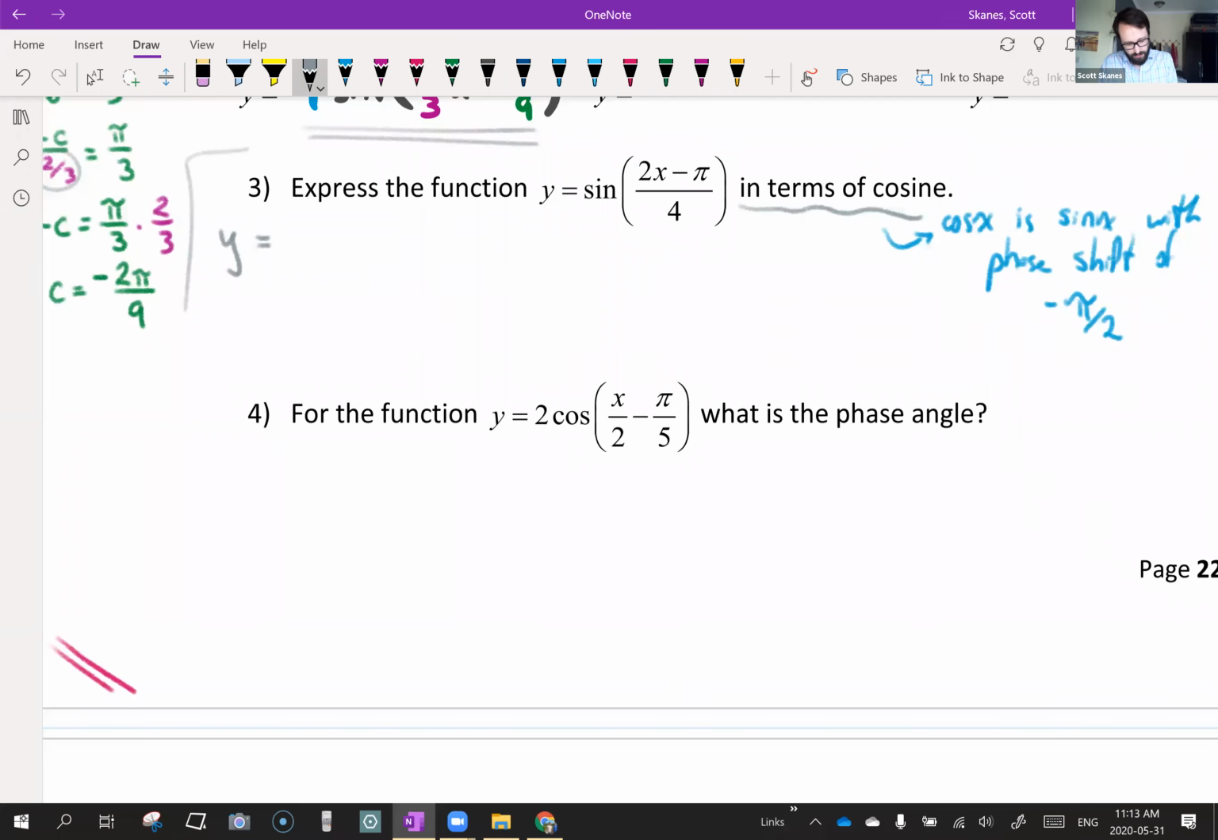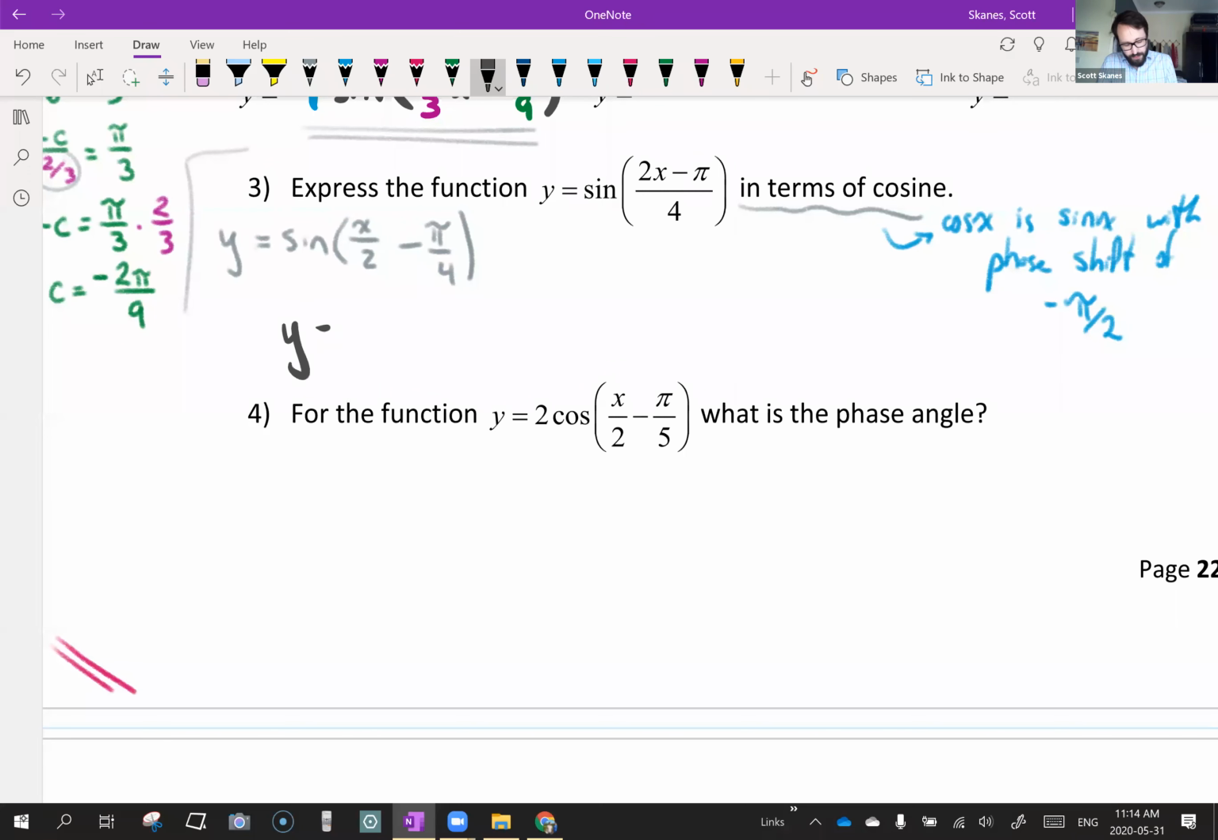So what I mean is keep everything the same. Take 2x divided by 4. That's x over 2. 2x over 4 would simplify to 1 over 2. So x over 2. Pi over 4 stays pi over 4. And the reason I do that is now I can work with it. So just follow me. You wouldn't know how to do this necessarily on your own. Just believe me, this is how you approach it.